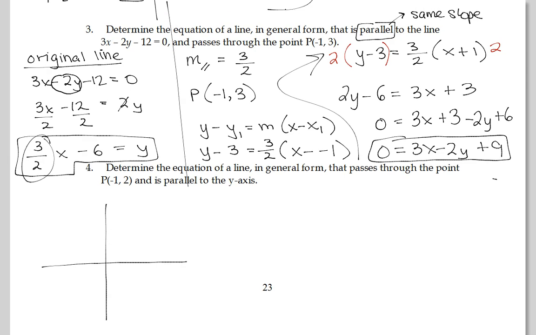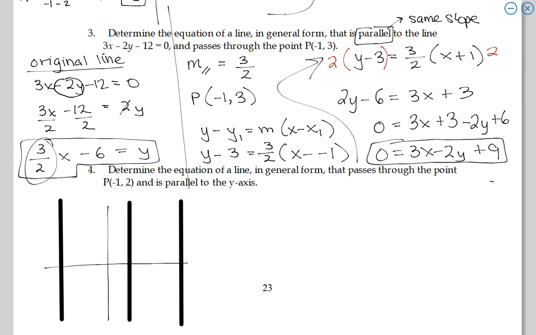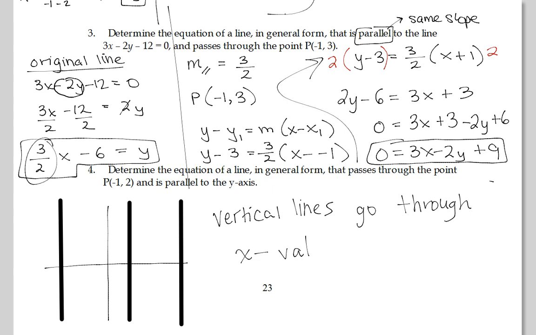Parallel to the y-axis? That's like these ones, right? Are those examples of being parallel to the y-axis? Do you agree? Yeah. So what do these lines go through? What do these vertical lines go through? X values or y values? They go through x values.